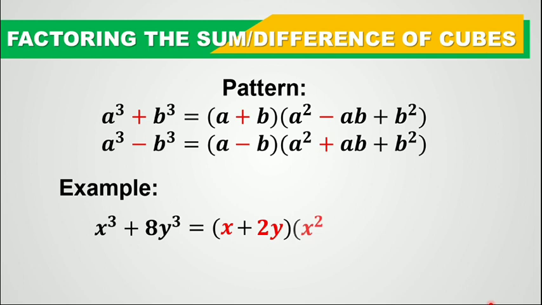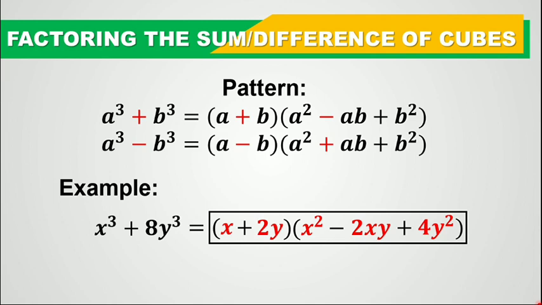And then times the square of the first term, so x squared, minus the product of the first term and the second term, so x times 2y, that's 2xy. You have to arrange the variables in alphabetical order. And then plus the square of the second term, 2y, so quantity 2y squared, that's 4y squared. So this is now the answer or the factors of this particular example, alright?